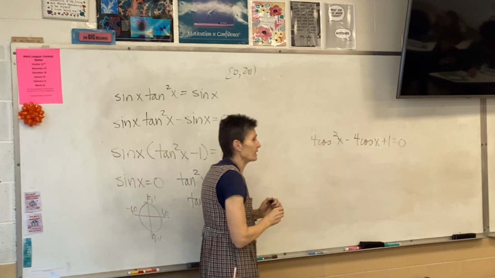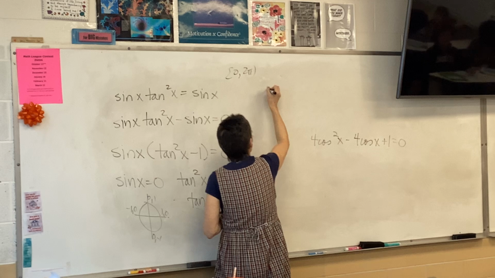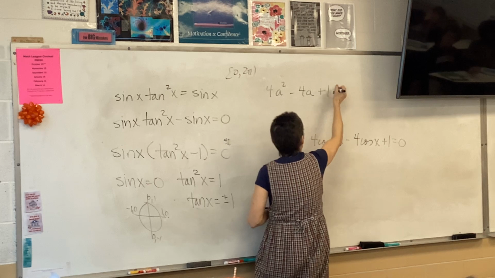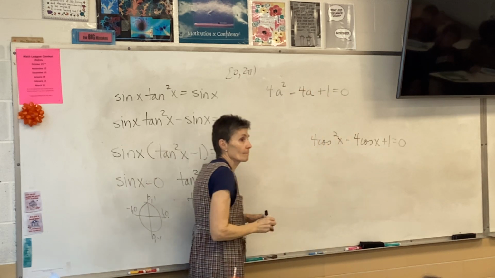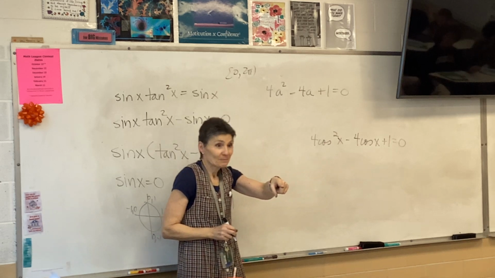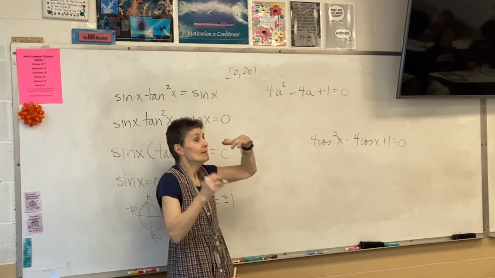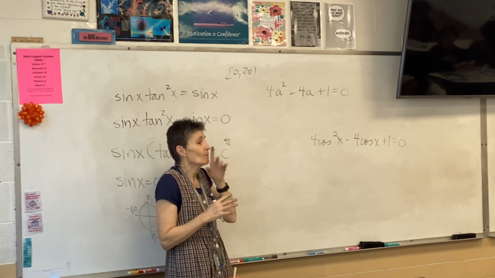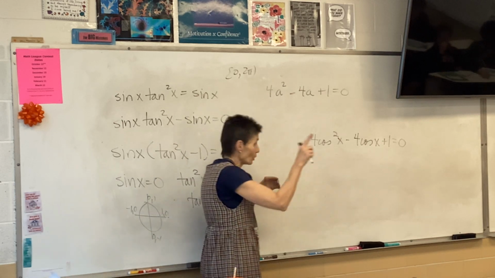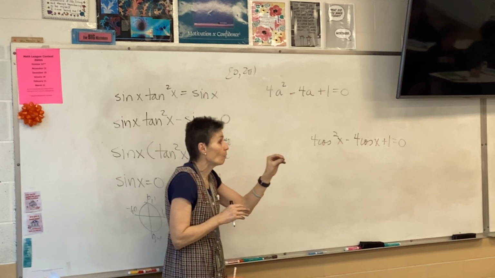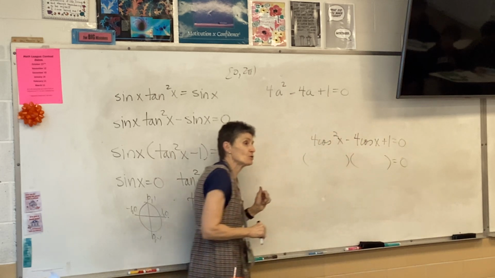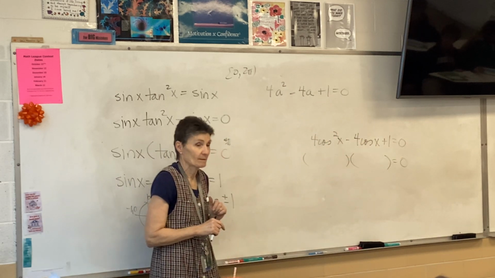Think about this for a second. What if this equation were 4a squared minus 4a plus 1 equals 0? That's a quadratic. Tell me, this is a quadratic equation. What do you do with quadratic equations? You can always use the quadratic formula, or you can try to factor it into 2 parentheses.